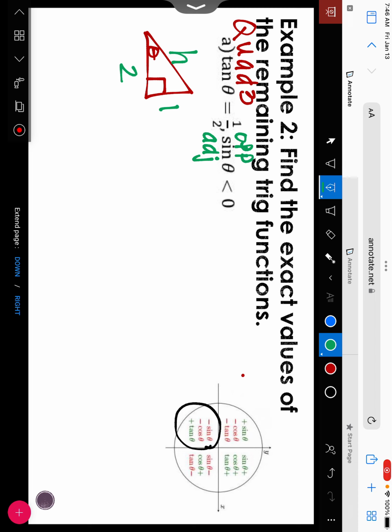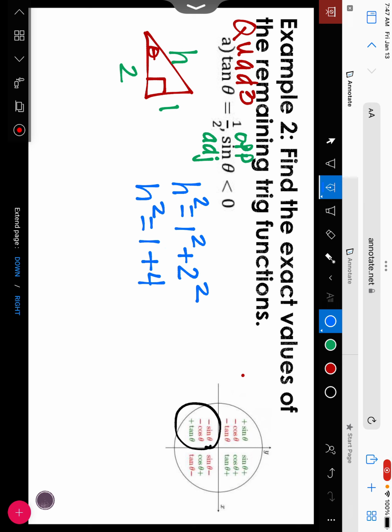So we're going to use the Pythagorean theorem. So that would be h squared equals 1 squared plus 2 squared. So h squared equals 1 plus 4. H squared equals 5. And the hypotenuse is the square root of 5. So now that we have all 3 sides, we can find all 5 ratios.